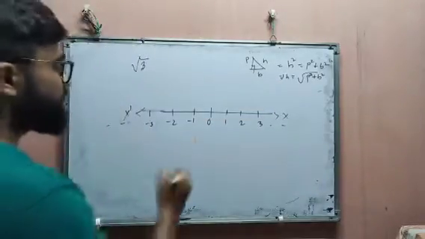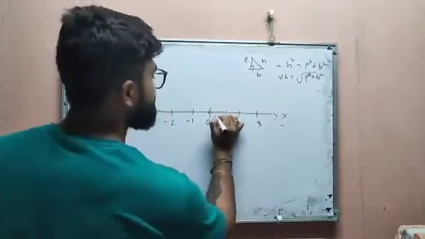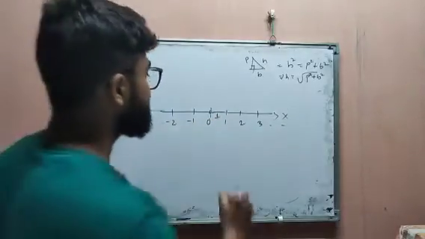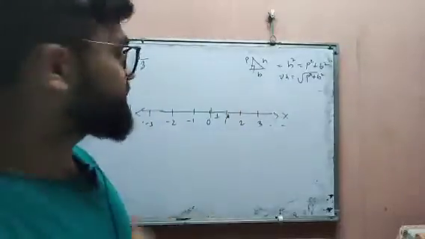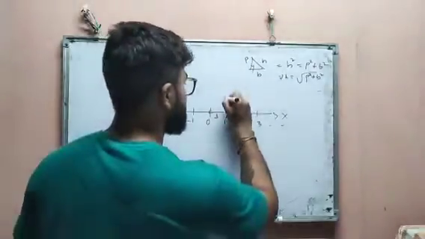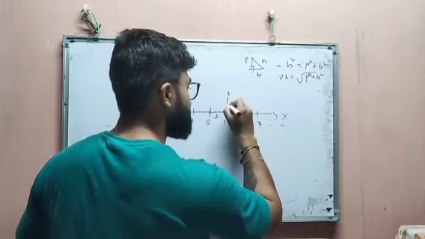See what to do. From 0 to 1, we have to consider this as 1 unit. Now take this point as A, after 1 unit. Now draw a perpendicular of 1 unit from the point A, having 1 unit.